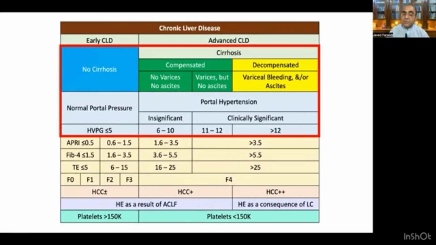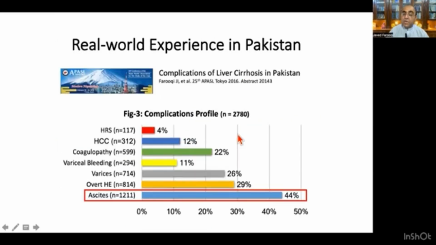And I discussed with you that depending upon the ELF, the FIB-4, and the FibroScan values, you can see if the ELF is more than 3.5, if the FIB-4 is more than 5.5, or if the transient elastography value is more than 25, it means the patient has clinically significant portal hypertension.